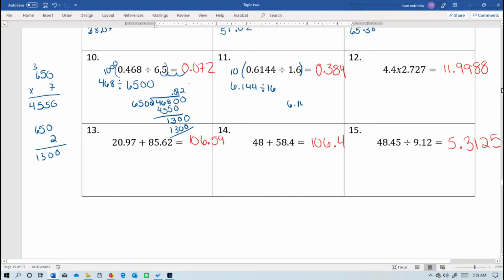Alright, so let's set up our problem, put our decimal point in. 16 can't go into 6, so I'm going to put that 0 there. Can go into 61, and I'm going to guess that's 3 times. Let's see what 4 times looks like. Just slightly too high.